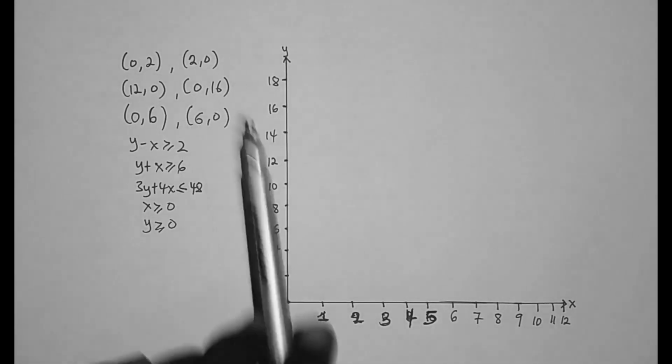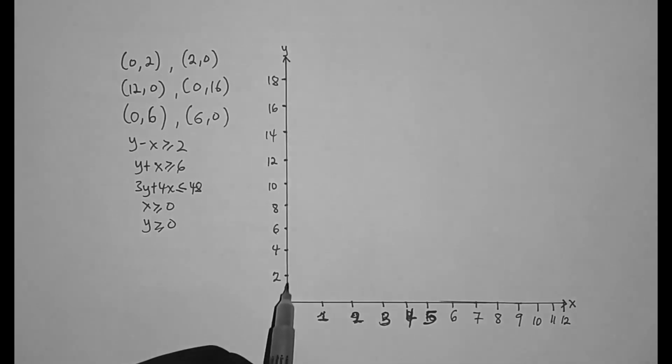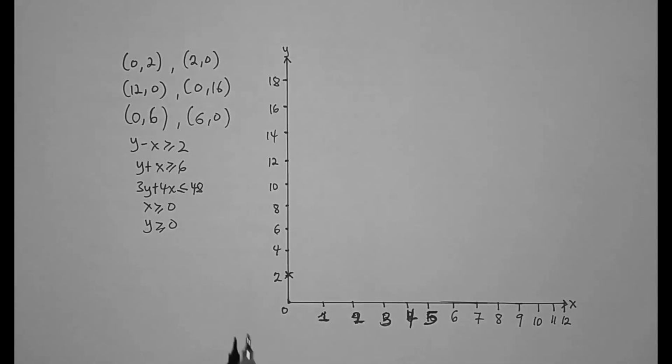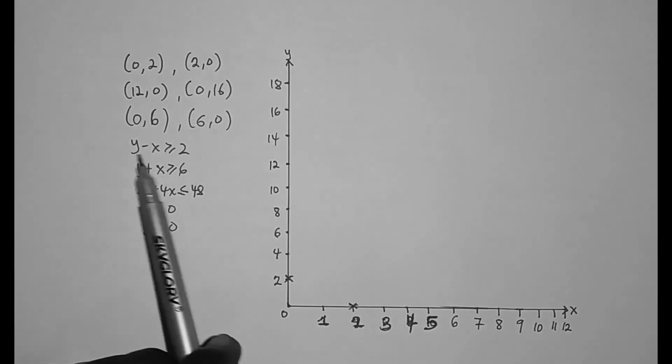Let's go ahead and plot the points. So we have the point 0, 2, which is this point. And we also have the point 2, 0, which is this point. So let's join the two. Sorry, I made a mistake here.